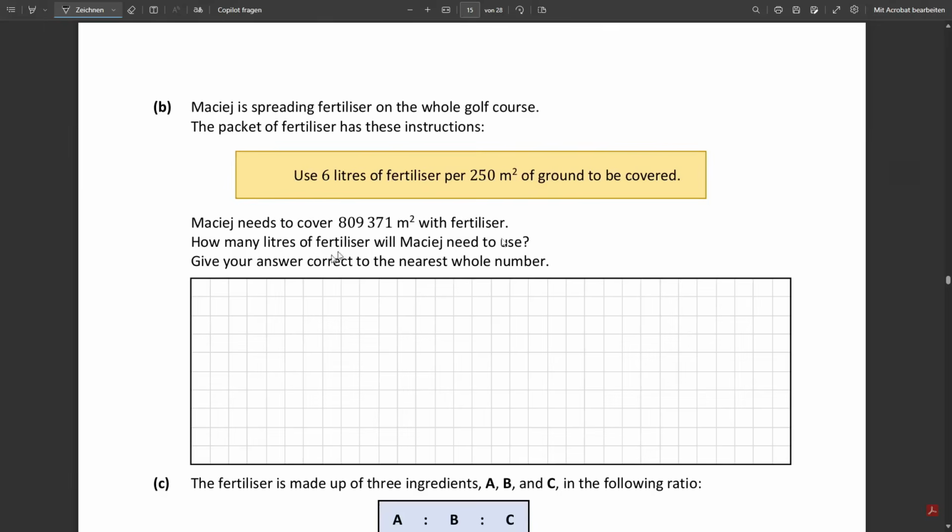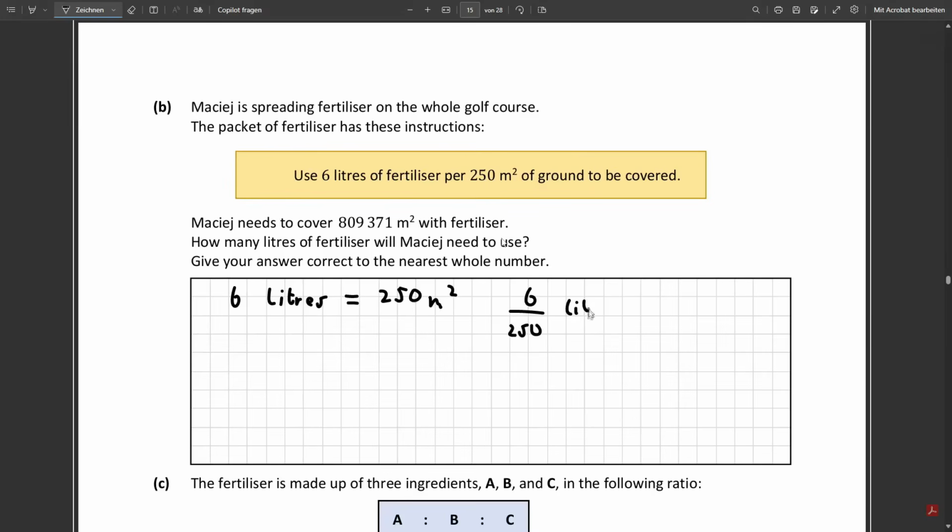So you can set up an equation to do this. You can say that 6 liters equals 250 meters squared. Now we need to get this many meters squared. So what can we do? Well, we can divide both sides by 250 and get that 6 over 250 liters is equal to 1 meter squared. And then we multiply both sides by this big number.